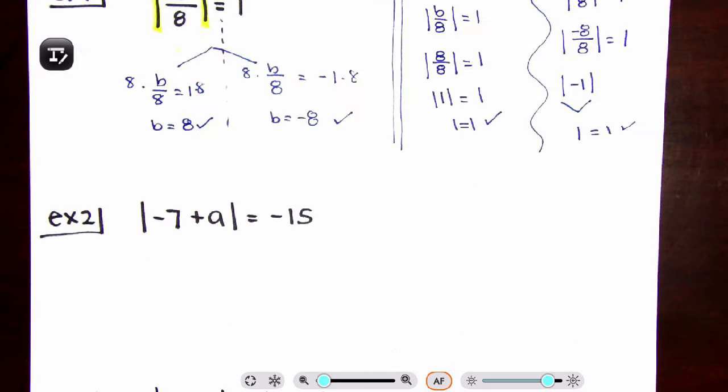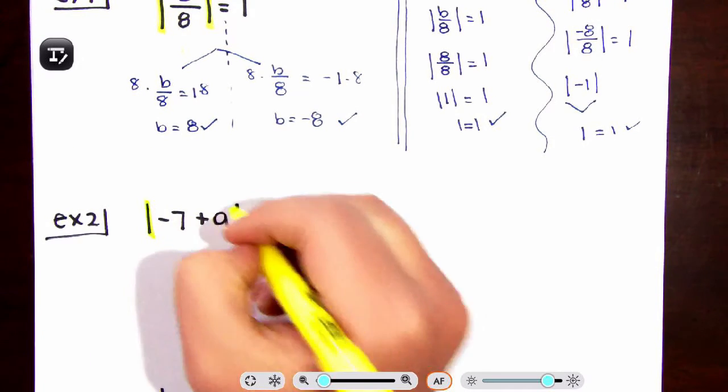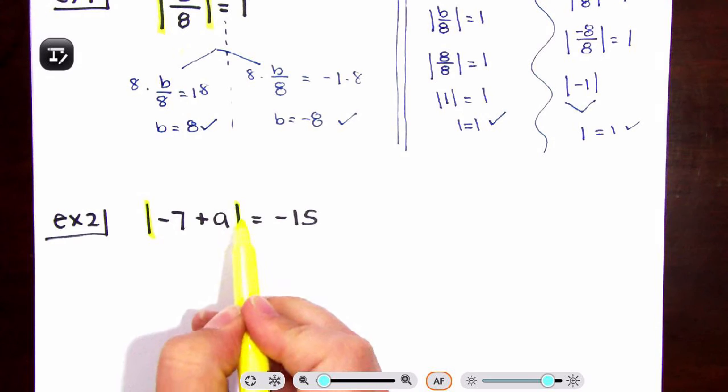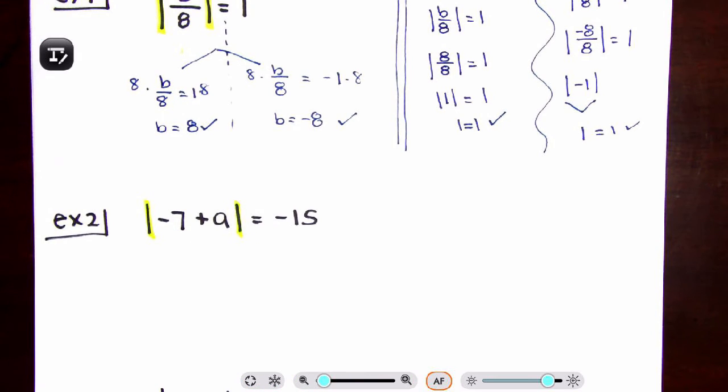Moving on to example number 2. Step number 1 is to isolate the absolute value, get the absolute value by itself. So here's our absolute value. There's nothing to the right or to the left of it. The equals does not count. Since it is done, we are done with step number 1. We just need to pay attention to our note.